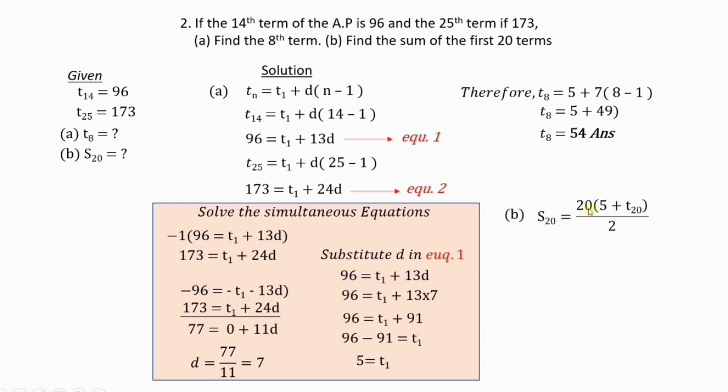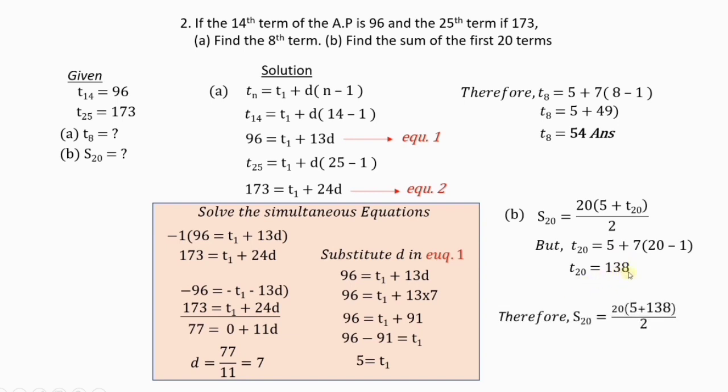S20 is simply 20 into 5 plus T20, because we do not know T20, divided by 2. So we need to solve for the value of T20 before using that value in this equation to solve for our S20. So our T20 becomes 5 plus 7, which are values that we determined earlier, into 20 minus 1. So n is 20 here. 20 minus 1 is 19, times 7 plus 5, that gave us 138.